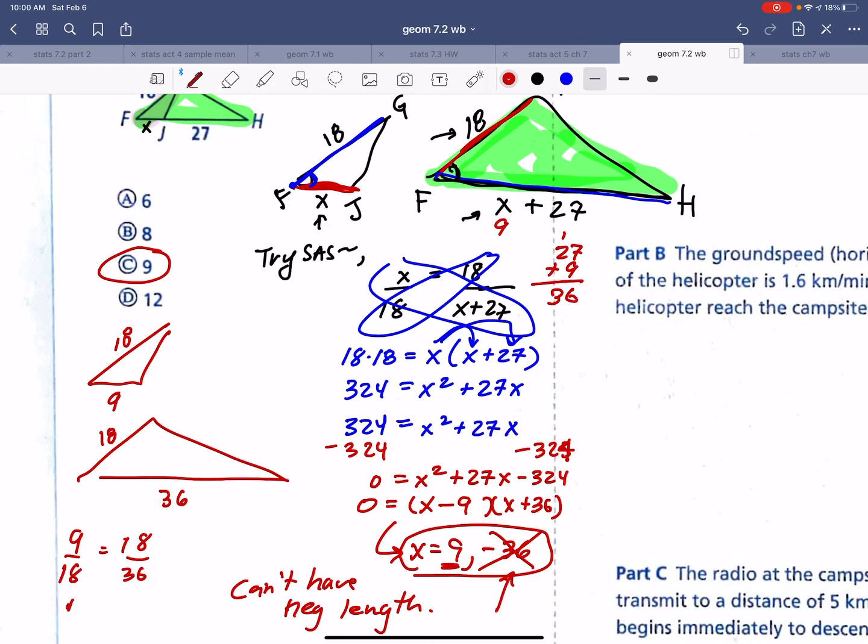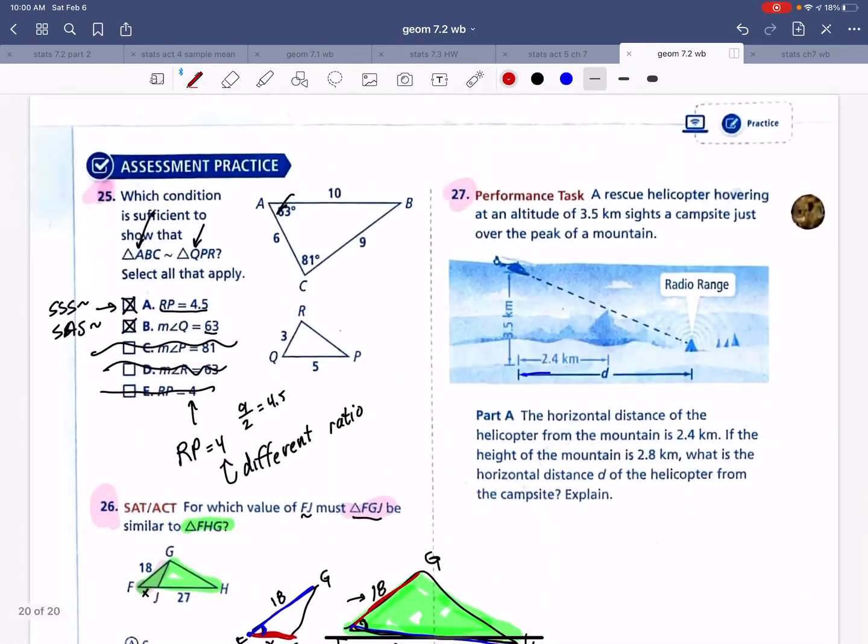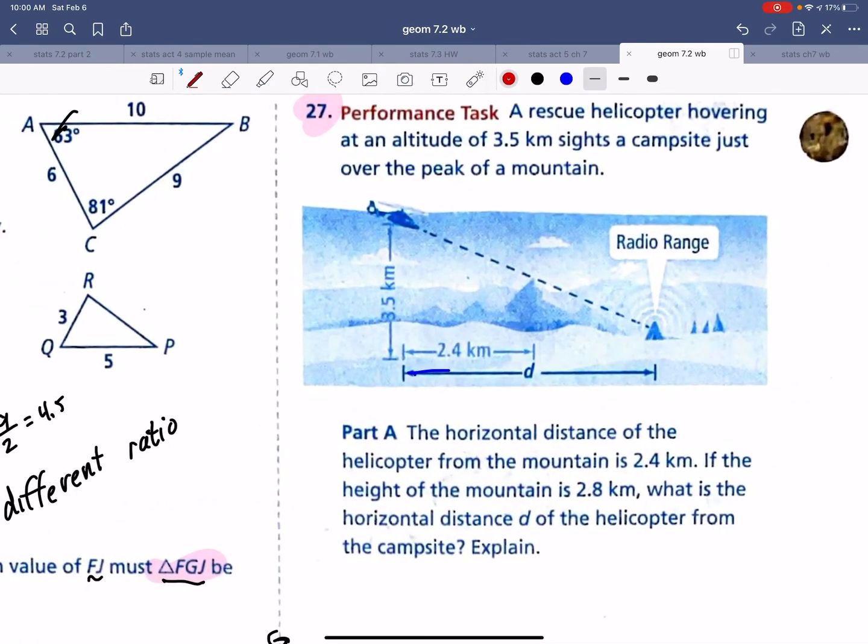This is 0.5 and that is 0.5. So we really like our answer number 9. Okay, 27. Oh, this is a big one. Let's take a look. It says my altitude here is 3.5.